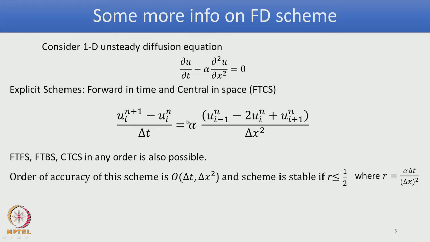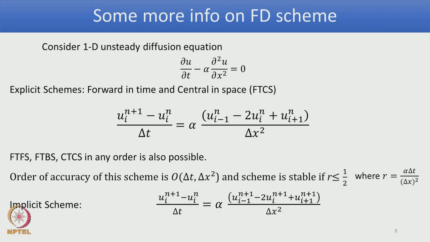That is, alpha is here and delta t is moved from the left hand side to the other side, and this is alpha delta t by del x squared. This is what we learned through von Neumann stability analysis. We can also write the same forward in time, central in space, but in implicit form.